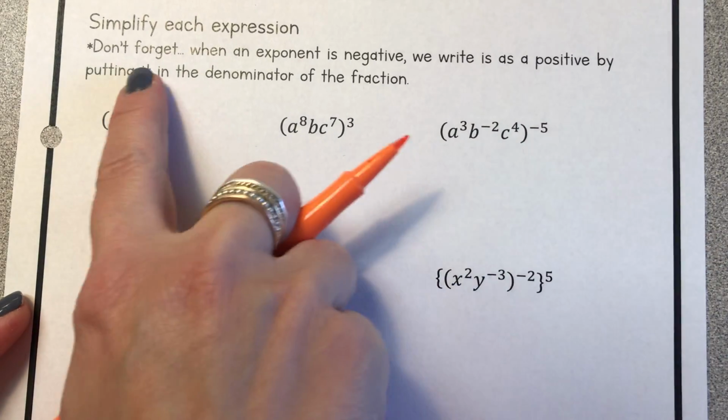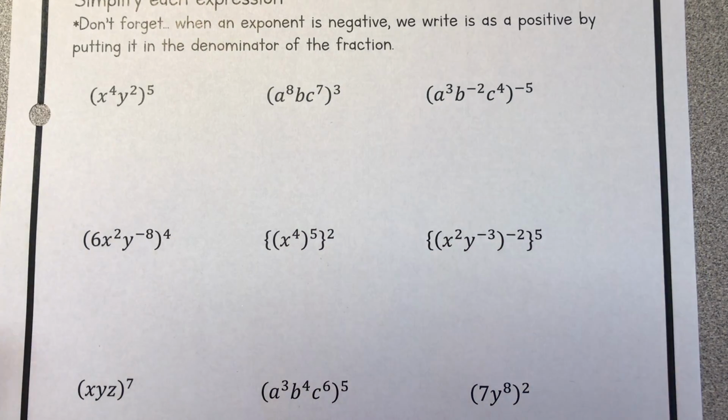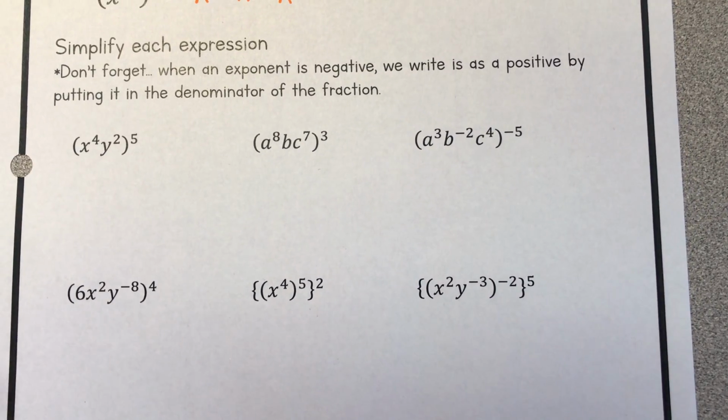And then it just says down here, not to forget that when an exponent is negative, we're going to write it as a positive by putting it in the denominator of the fraction. And I'll kind of re-explain that when we get to one that does that.